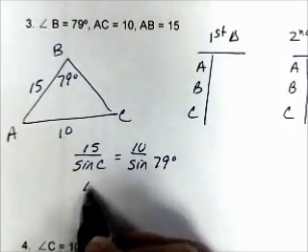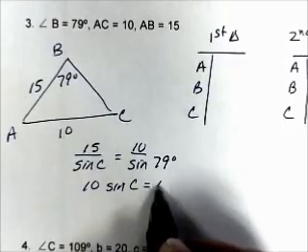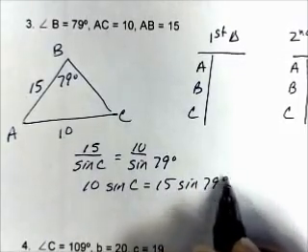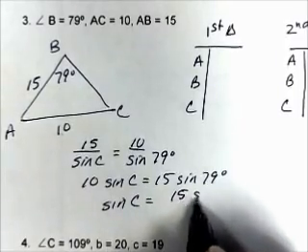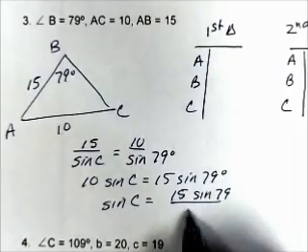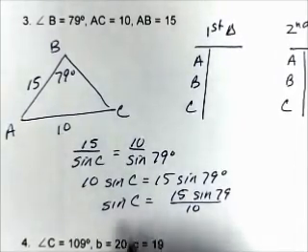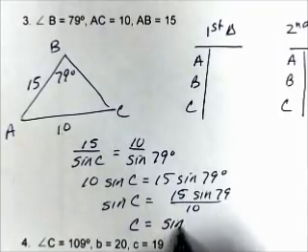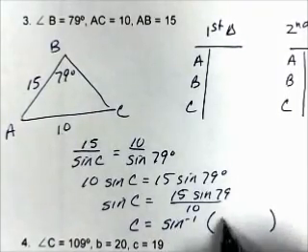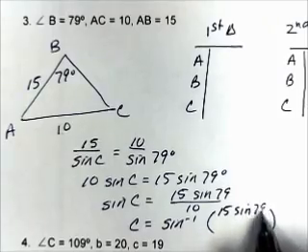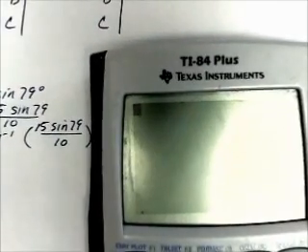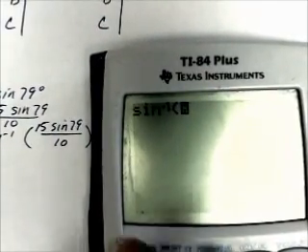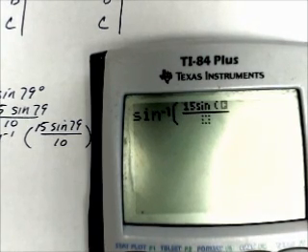Cross multiply, 10 sine C is equal to 15 times sine 79. Divide by 10. Sine of C equals 15 sine 79 divided by 10. We want the angle measure, so angle C is equal to the sine inverse of this fraction, 15 sine 79 divided by 10. Let's go to the calculator. Second sine of our fraction, 15 sine 79 divided by 10.